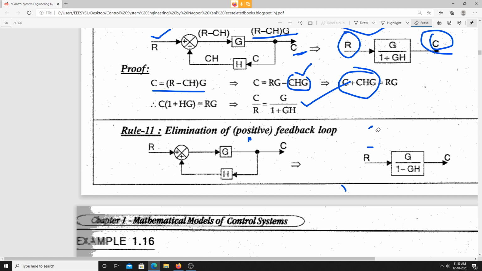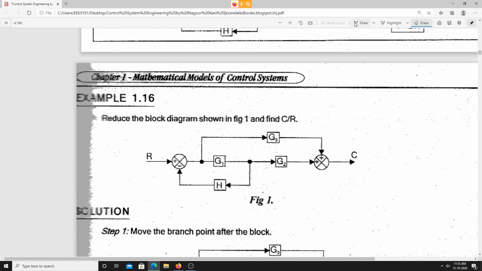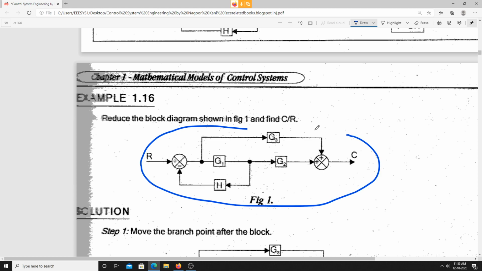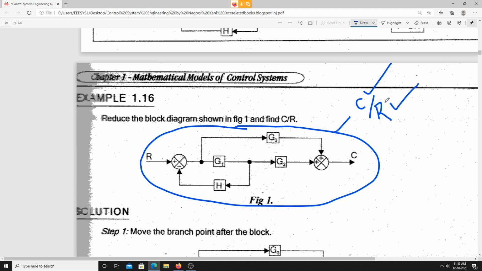Now we'll have some more example problems. See, here we are having: reduce the block diagram shown in the figure. This is the block diagram I have. I am supposed to reduce the block diagram shown in the figure and find out C by R. Is it clear? I am supposed to find this transfer function, that is nothing but the Laplace transform of output by the Laplace transform of input.